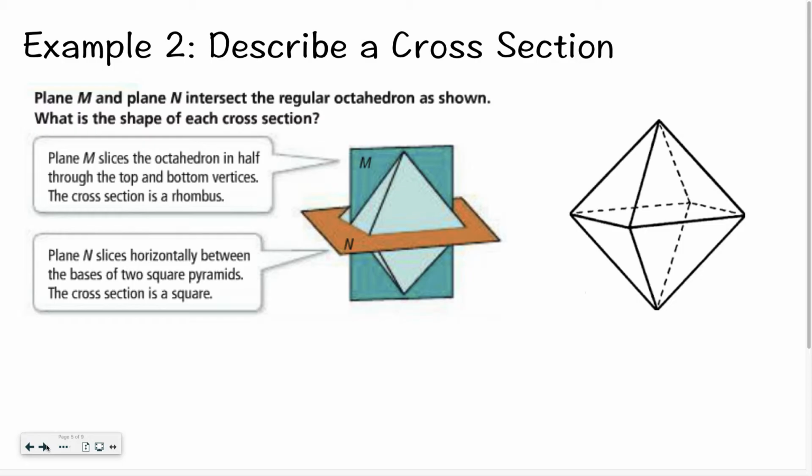Okay, so another way would be if you took a basketball and you cut a slice out of the middle, you would get another circle, right?